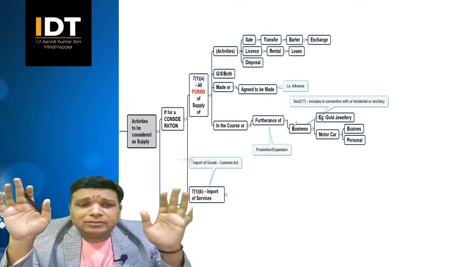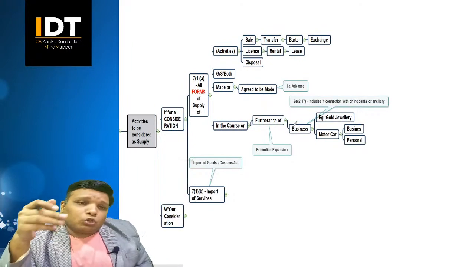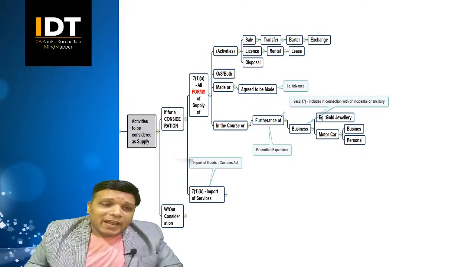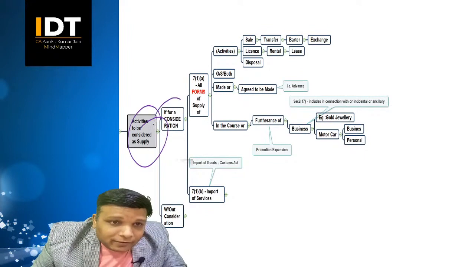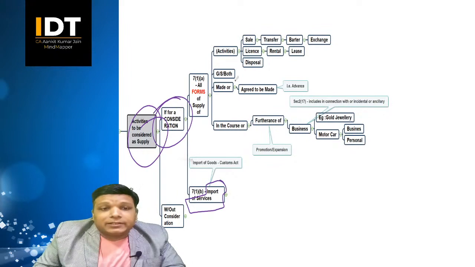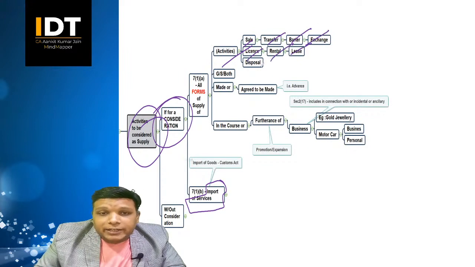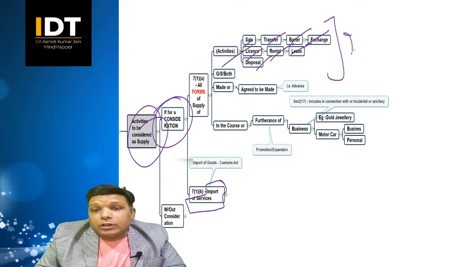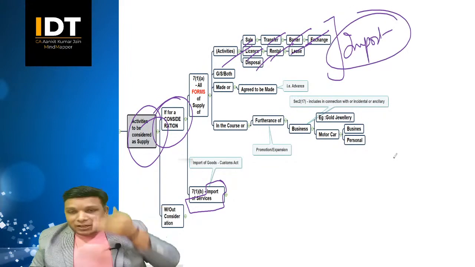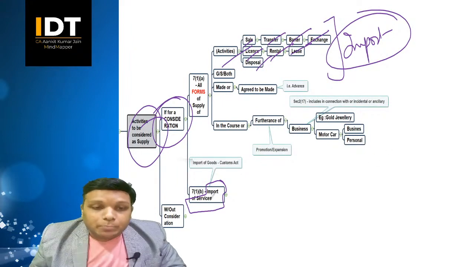Correct everybody? Right? So now let us go and see another aspect of the scope of supply, where it states that activities to be considered as supply if for consideration and you are doing what? Import of services. What was happening here? You are doing what activities? Sale, transfer, barter, exchange, license, rental, lease, disposal. But import was not included. Importing was not included. So they have specifically made one subsection 7.1b where it talks about the import of services.